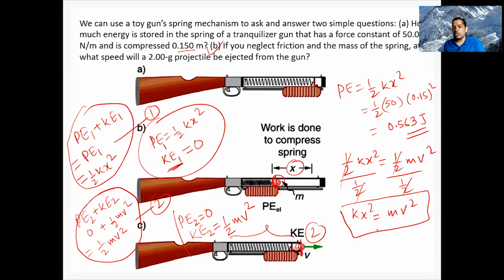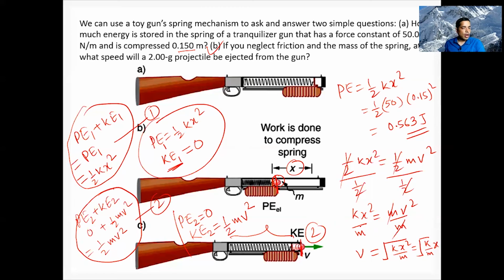Okay, so let's use this formula and figure out the v. Divide both sides by m. The m cancels out. Then what is your v? v equals square root of kx squared over m. This can be written as the square root of k over m, times x.